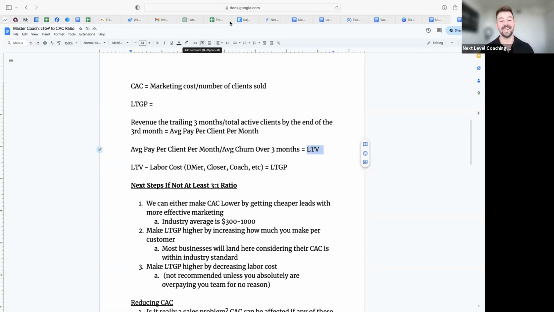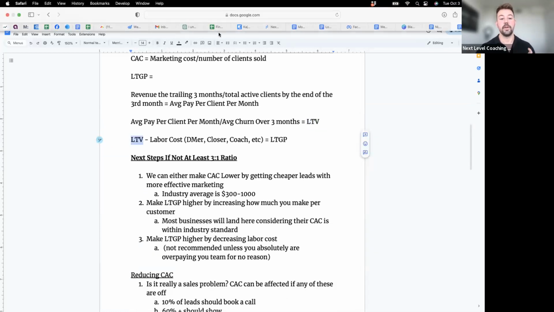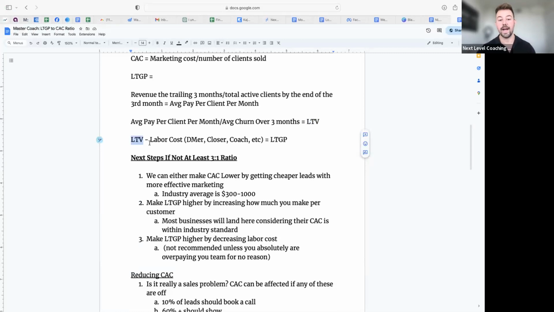So that's lifetime value. We still haven't found lifetime gross profit yet. We need to define lifetime value in order to find lifetime gross profit. But now let's go ahead and take it a step further. You're going to take your lifetime value figure and you're going to subtract your average labor cost.